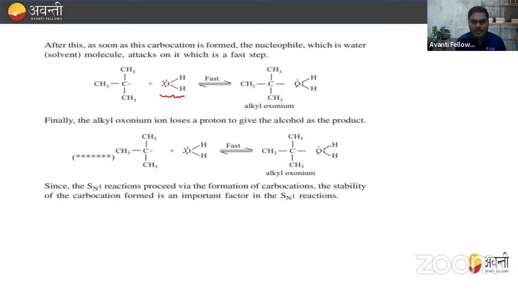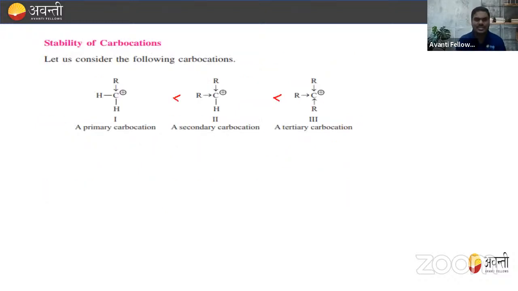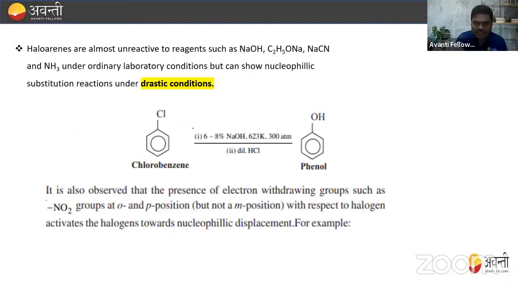So the SN1 reaction proceeds via the formation of a carbocation, and the stability of the carbocation formed is an important factor in the SN1 reaction. So what is the stability of the carbocation? We all know the tertiary carbocation is much more stable. So that's why the reactivity of the tertiary is much more as compared to the primary, right? So this is also clear to everyone?